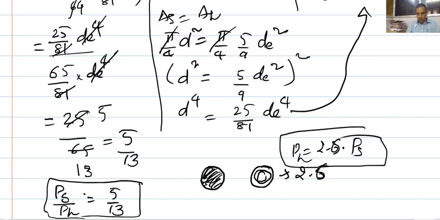So this is what you have to understand. Ps by Ph is equal to 5 by 13, or Ph is equal to 2.6 times Ps. Okay, thank you.